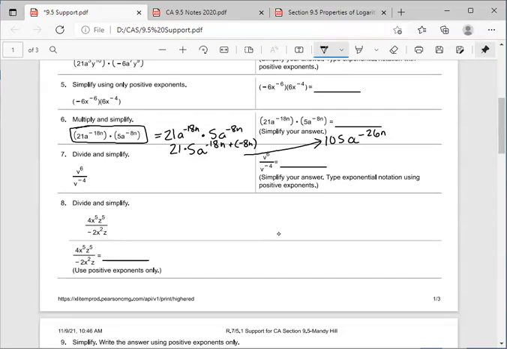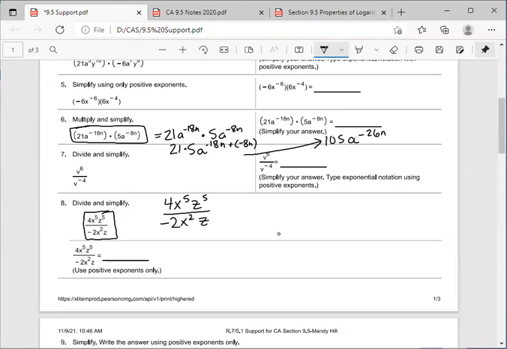I'm going to skip to 8 because it's a lot more difficult than 7. So we don't have to work a ton of these, but this one right here, let's write it down. So 4, x to the 5th, z to the 5th, divided by negative 2, x squared, z.